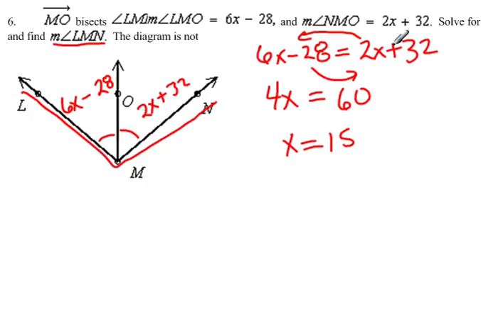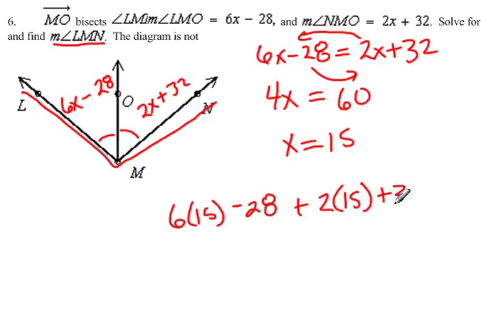But it wants to know the value of x and the measure of LMN. So 2 ways I can do this. One, I can say 6 times 15 minus 28, and I can add that to itself, or I can add it to this one. That will get me the whole angle. I don't like this. If you like this, go for it.